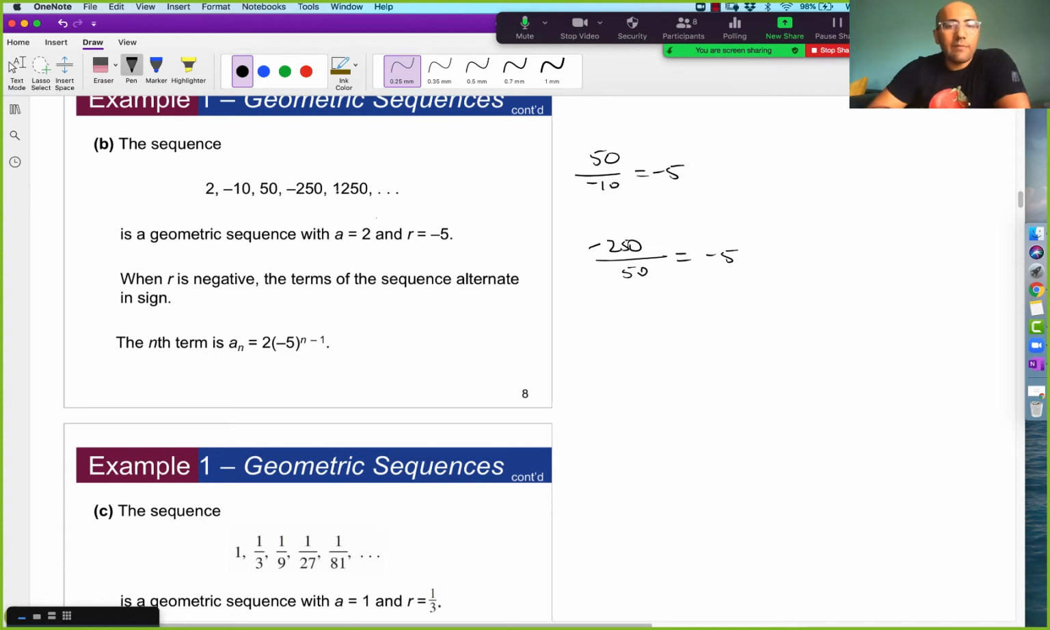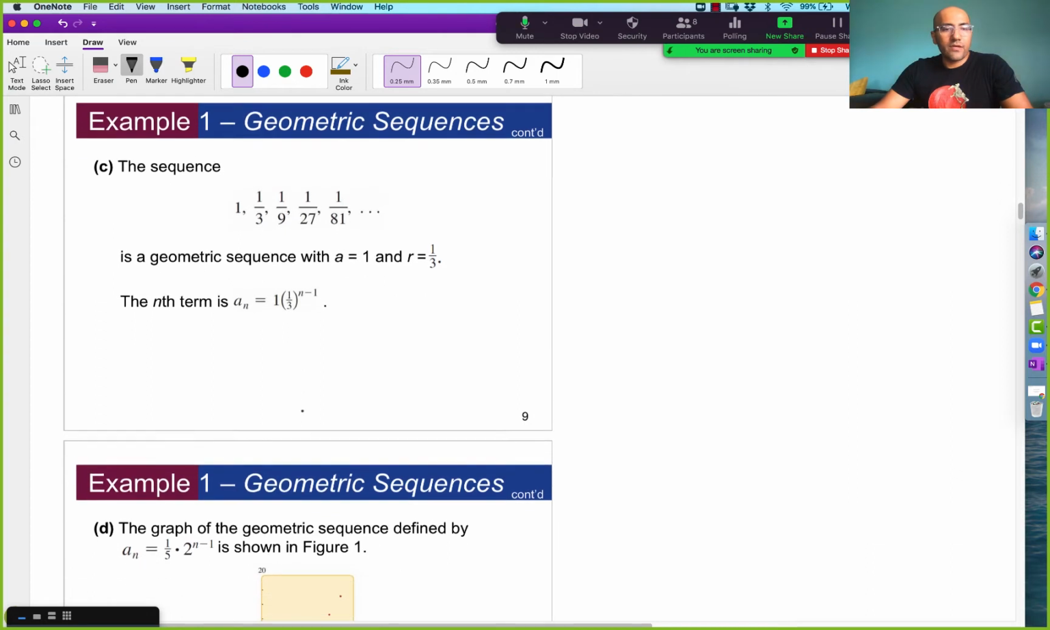Good. So we can find the common ratio. In this case, it's negative 5, and the initial value was 2. So then it's just a real simple, direct substitution, again using our general form for a geometric sequence. Any questions? No? So here the 2 is the a, and the negative 5 was the r.